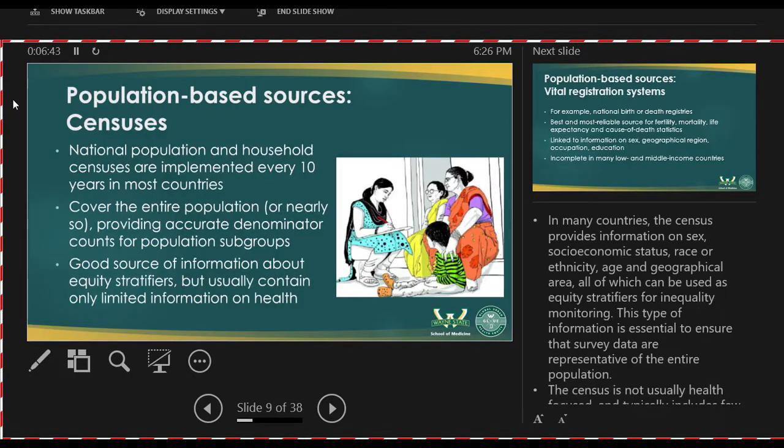So, a little bit about population-based sources. I'm going to go through this. I'm not going to read out everything out there. It's all in the slides, and you're going to get all the slides, so y'all can review it later on.